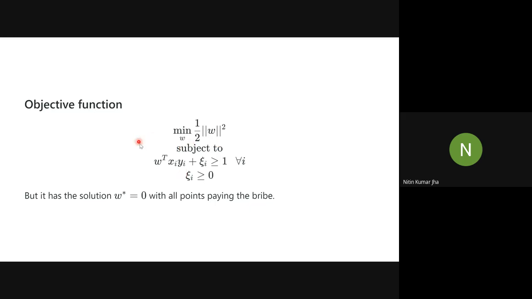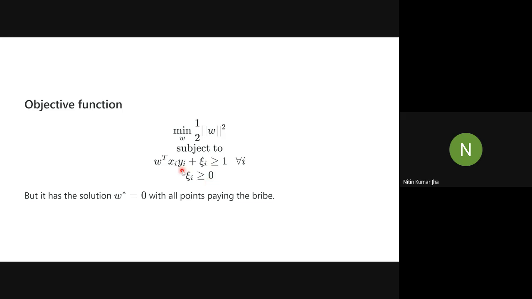And so this becomes our objective function now. If you look at this objective function, w equal to 0 is a solution of this problem with all xi equal to 1, right? If you set all xi equal to 1, then this constraint is satisfied. With w equal to 0, this constraint will be satisfied because xi will be 1, and w equal to 0 will be the minimum value for w. So this objective function has the solution w equal to 0, with all points paying some bribe, in fact a bribe equal to 1.